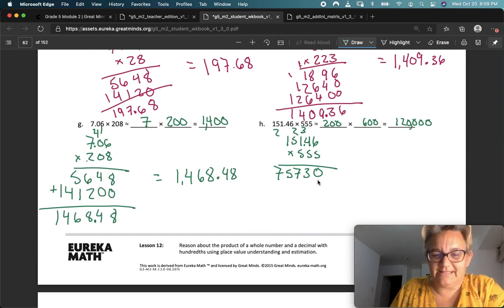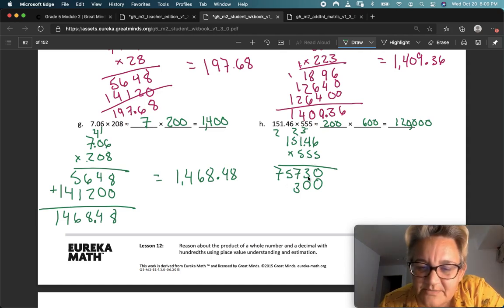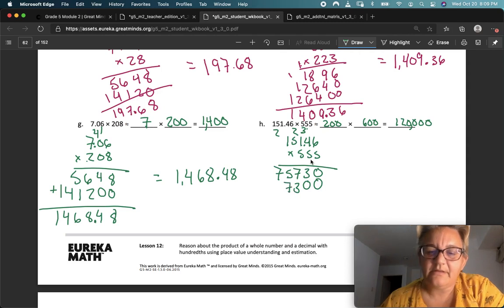Okay, next one, drop the 0. 5 times 6 is 30, carry the 3. 5 times 4 is 20, plus 3 is 23, carry the 2. 5 times 1 is 5, plus 2 is 6, 7. Wait a minute. Let me make sure I'm doing this right. Yep, 7. 5 times 5 is 25. Carry the 2 is 7.